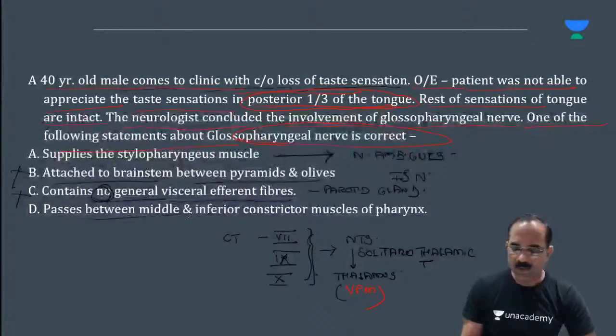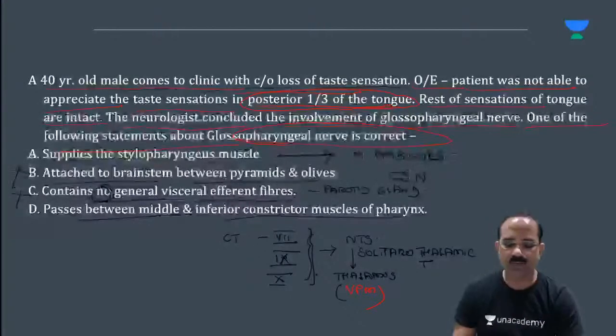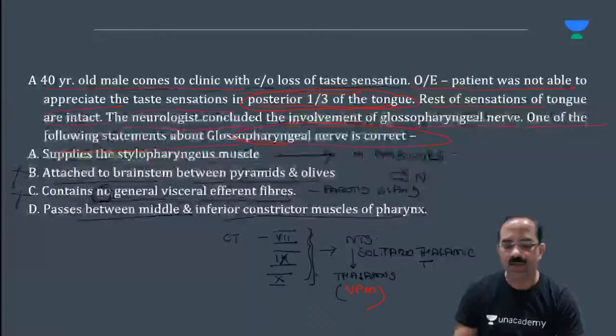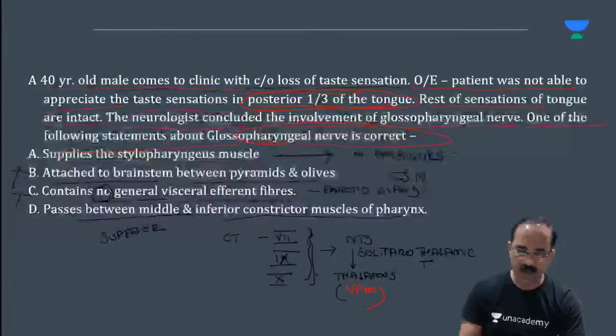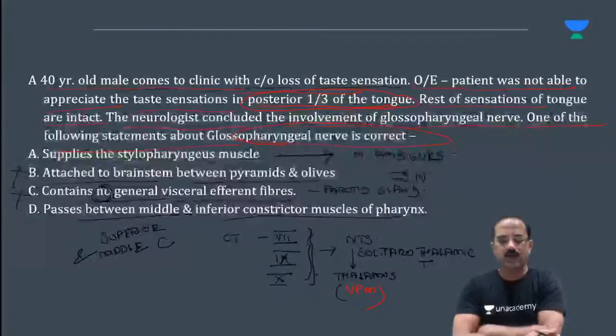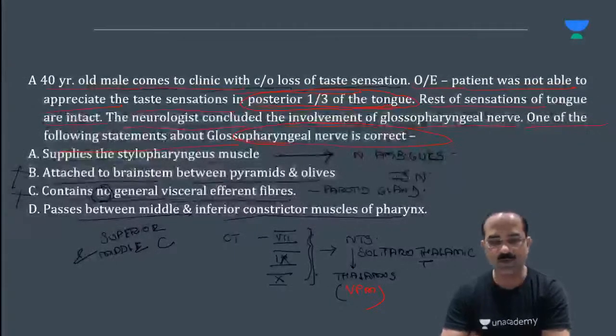Now, passes between the middle and the inferior constrictors. Is this right or wrong? The glossopharyngeal nerve goes between the superior and the middle constrictor muscles of the pharynx. It doesn't go between the middle and inferior.